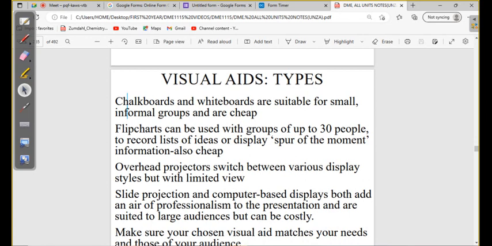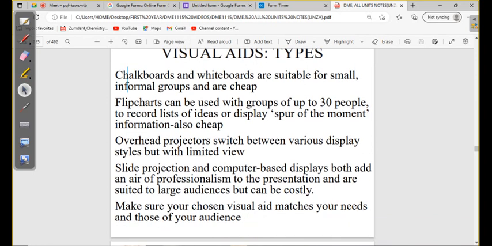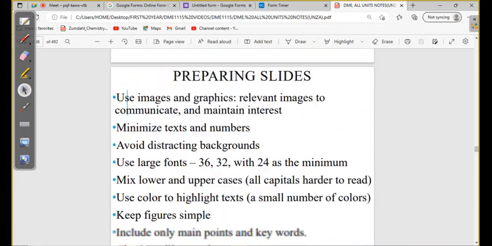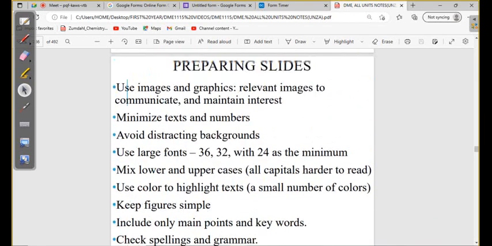So make sure your choice of visual aid matches your needs and those of the audience as you get to present. Depending on the presenter, that will determine what kind of visual aid you're going to use. Now, when preparing slides, remember you want to present using a projector. You want to make slides with images that are relevant.